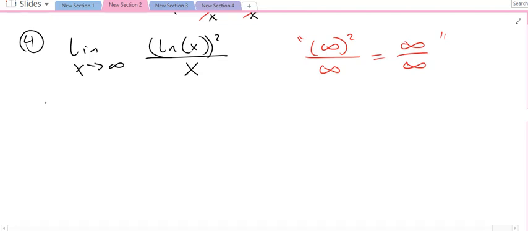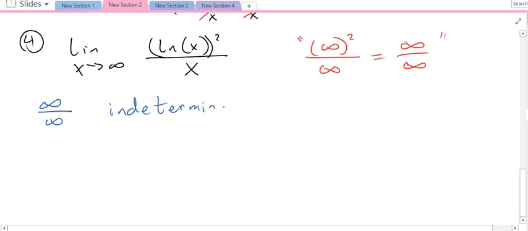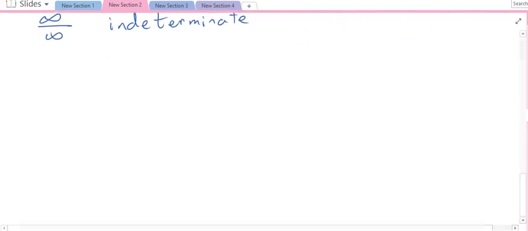And again, infinity over infinity is another example of what we call an indeterminate form, meaning that just knowing that about the limit doesn't tell me what the limit is. It means I'm going to have to work harder to do it. And the tool that is going to help us here is what's called L'Hopital's rule.